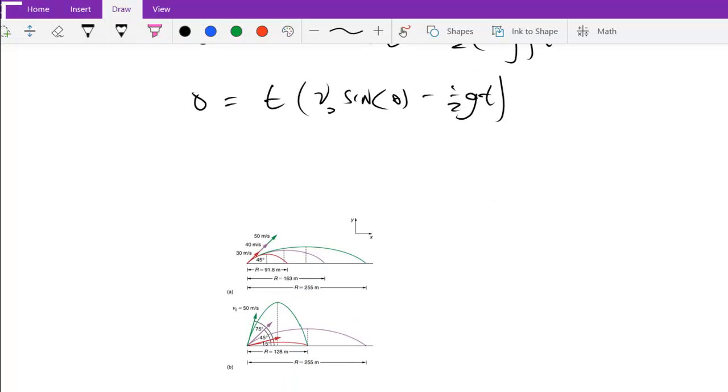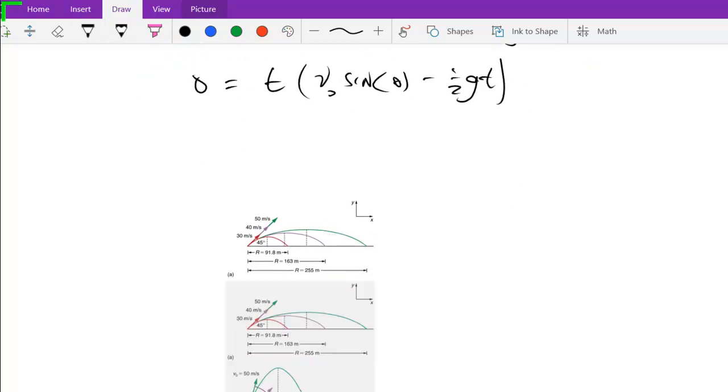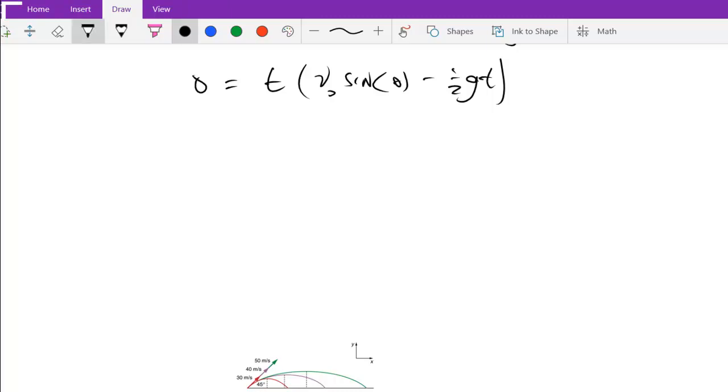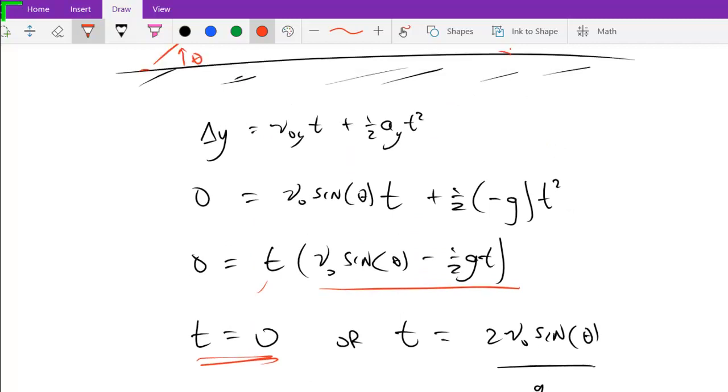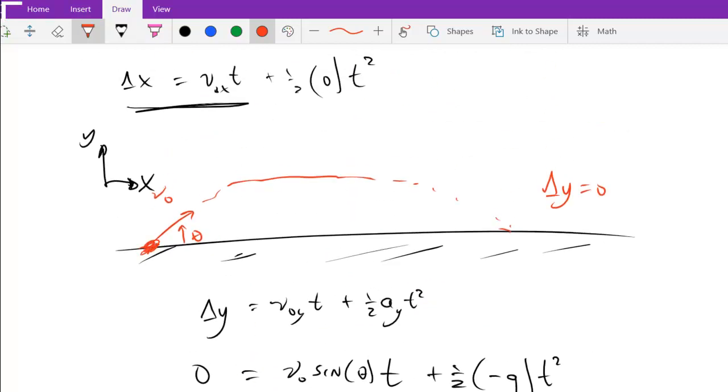So we solve this, and we see that we have 2 times. We'll have time equal to 0, or time is going to be equal to 2 v naught sine theta over g. Solving, time equal to 0, or time equals 2 v naught sine theta over g. So these are the 2 times at which delta y equals 0, which makes sense that one of them is time equal to 0, because clearly, delta y was 0 before it was thrown. And also, this is the other time over here.